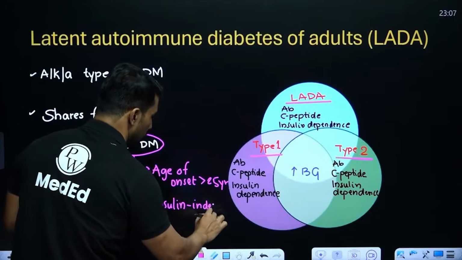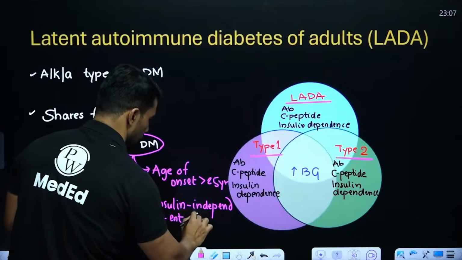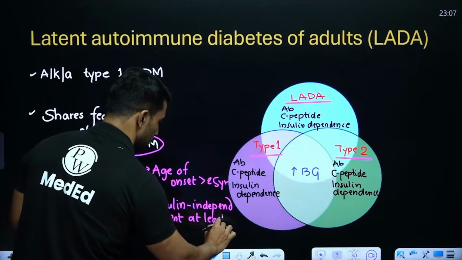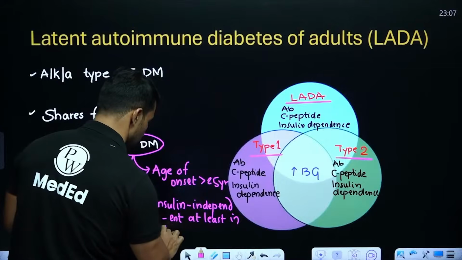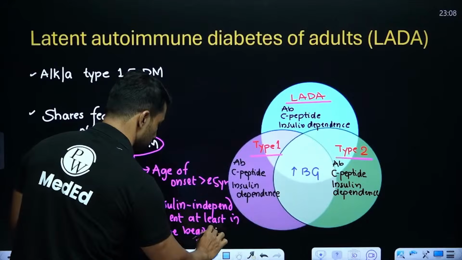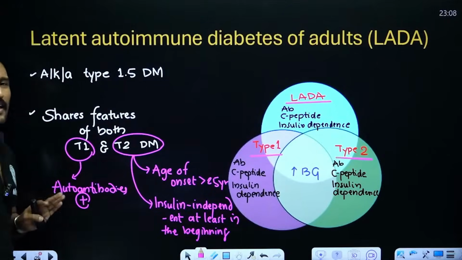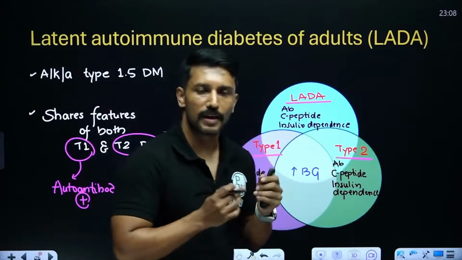But here, like in type 2, there is no insulin dependency from the beginning. Insulin independent, at least in the beginning. So it shares some features of type 2, some features of type 1. That's why it is called type 1.5.